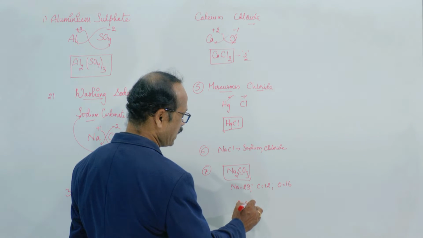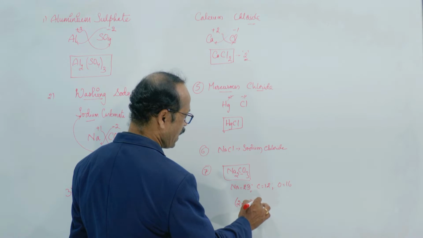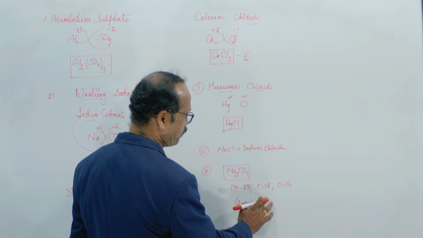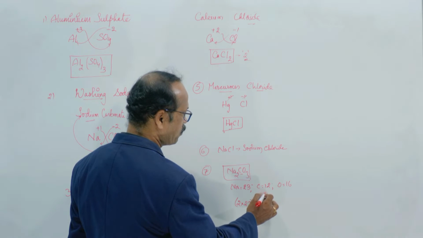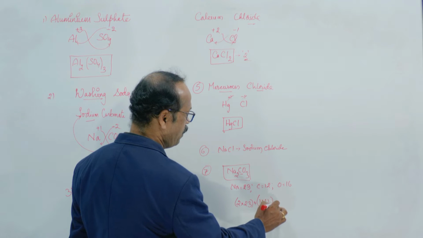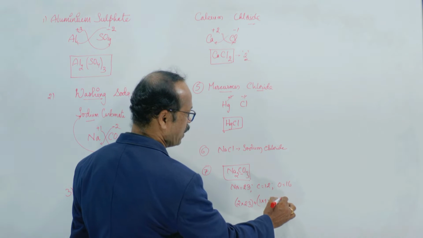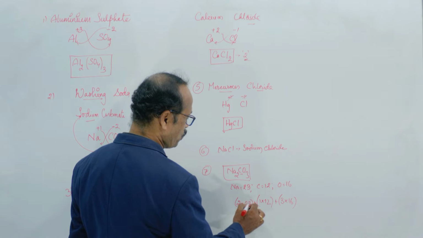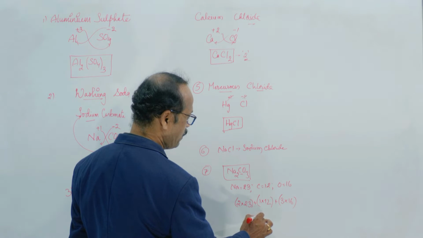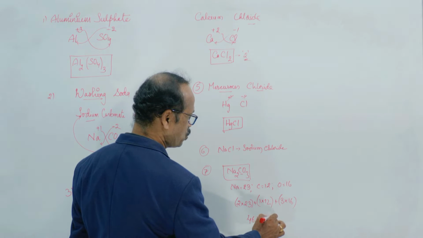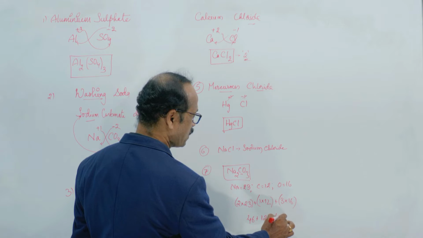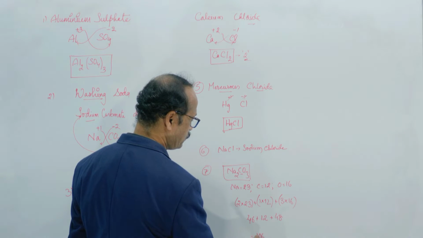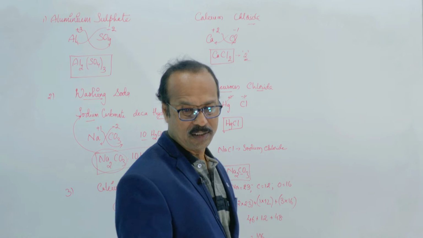2 into 23. Okay. Plus 1 carbon is there. 1 into carbon. Carbon atomic weight is 12. So write 12. Plus 3 oxygens are there. 3 into oxygen atomic weight is 16. Right. Now 2 into 23 becomes 46. Plus 1 into 12 becomes 12. Plus 3 into 16 becomes 48. If you add, you will get 106. What do you get? 106.